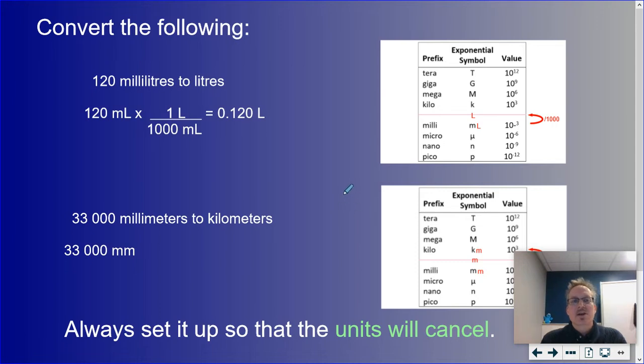So let's try another one. This time though, we're going to go up. We have 120 milliliters. I would like to change it into liters. We're going to go up 1 step. So again, let's remind ourselves, there are 1,000 milliliters in a liter.